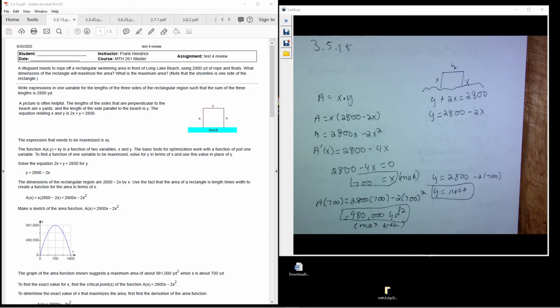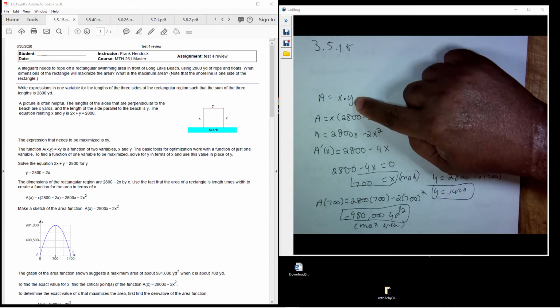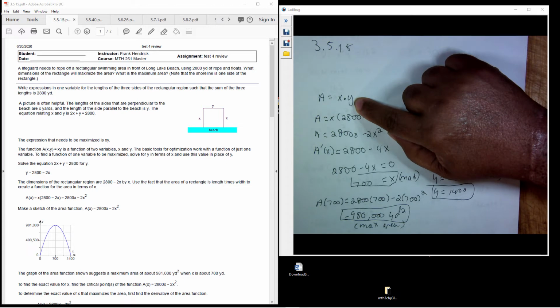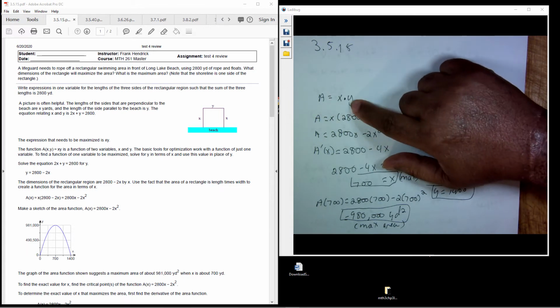So at some point we'll be taking the maximum, which occurs where the slope is 0. So at some point we'll be finding the first derivative of the area. When I write out the function here for the area, I see that it has two variables. So I have to rewrite this in terms of one variable before I can take the derivative of it with respect to just one variable.